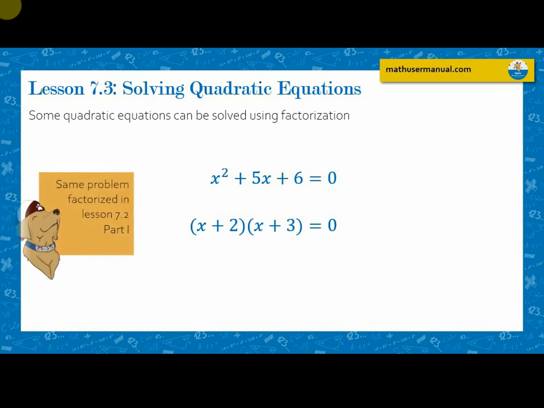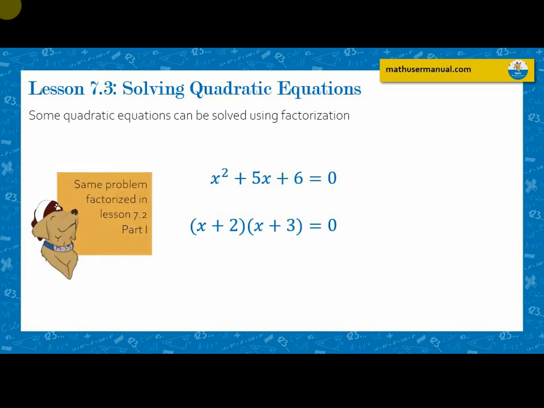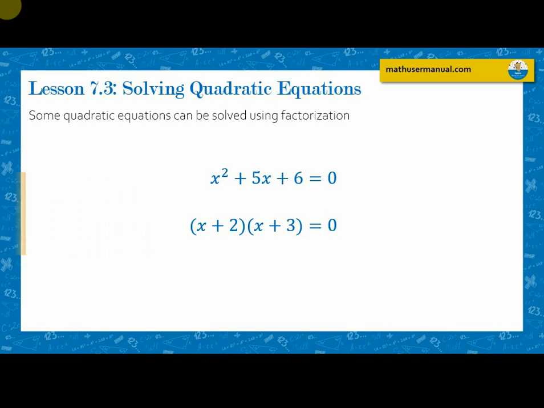And remember, we learned how to factorize this. This is the same problem we factorized in lesson 7.2 part 1. We're just not including the factorization process because it will make the video very long. And after we get the factors, the process is very straightforward.